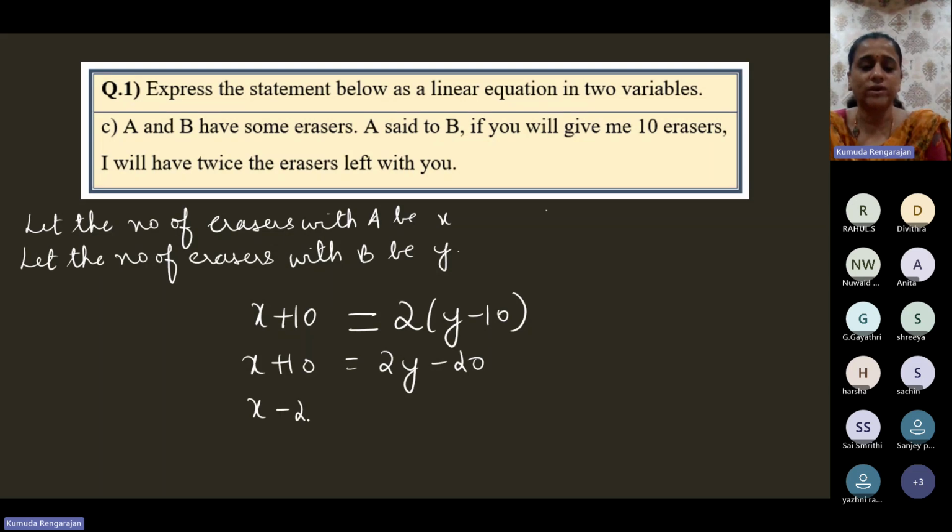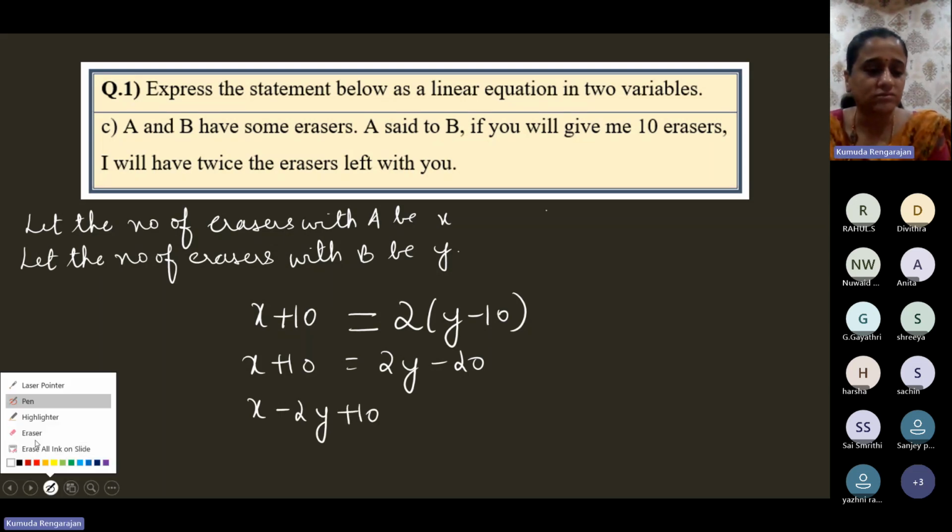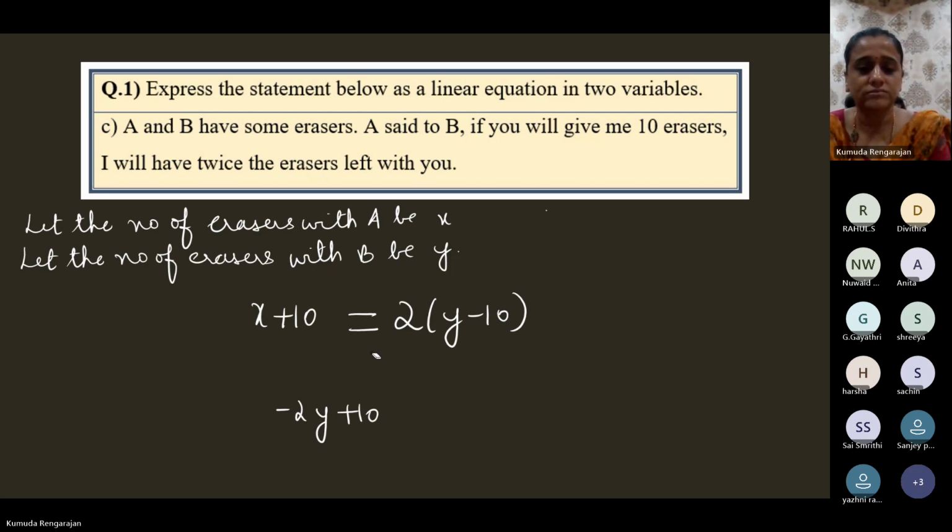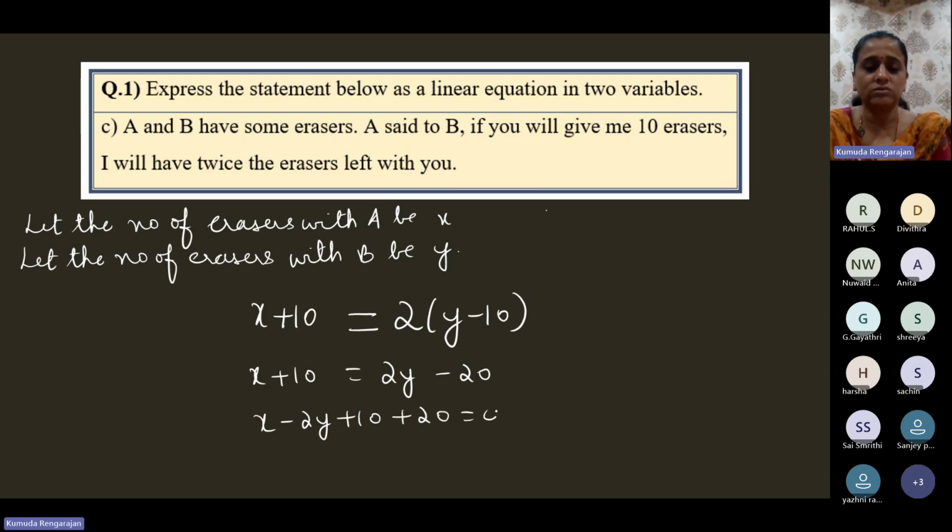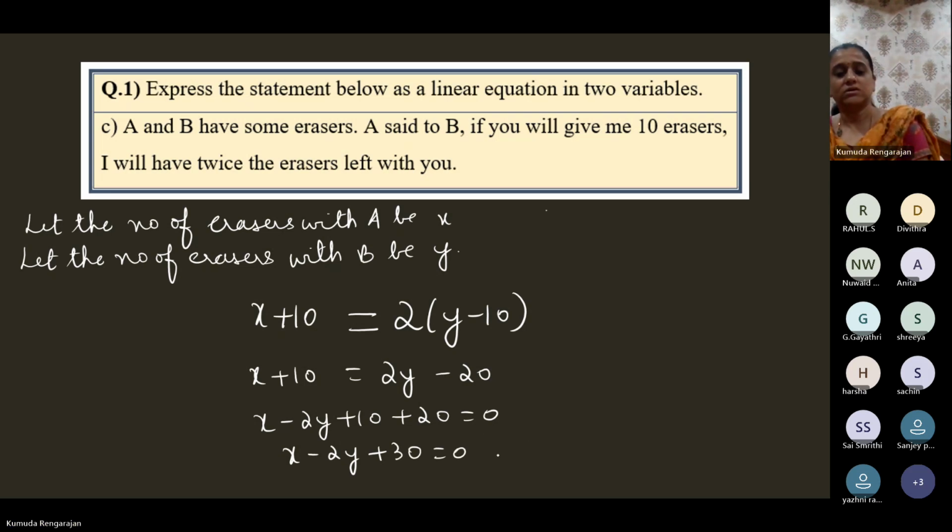X plus 10 is equal to 2Y minus 20. X minus 2Y plus 10 plus 20 is equal to 0. X minus 2Y plus 30 is equal to 0. This is the required equation.